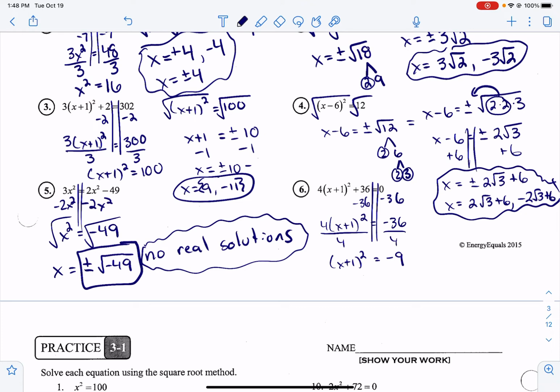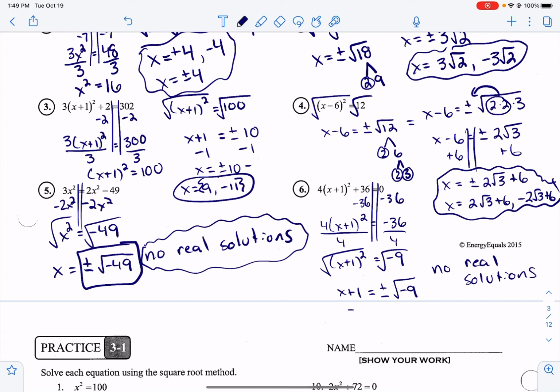And here's my problem, because when I square root the left and I square root the right, I end up with x plus 1 equals a positive negative square root of negative 9. The plus and minus goes in front. But I'm trying to take the square root of a negative. We're not allowed to do that yet. I'll teach you later. But for now, one acceptable answer would be no real solutions. That would be an acceptable answer.